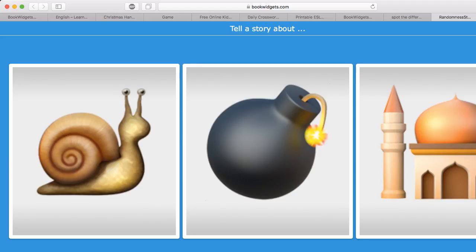The snail caused an explosion at the castle. Boom. Maybe this was an explosive snail. I don't know, but he caused an explosion at the castle.